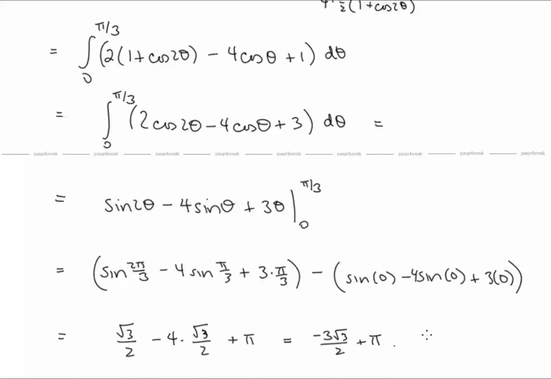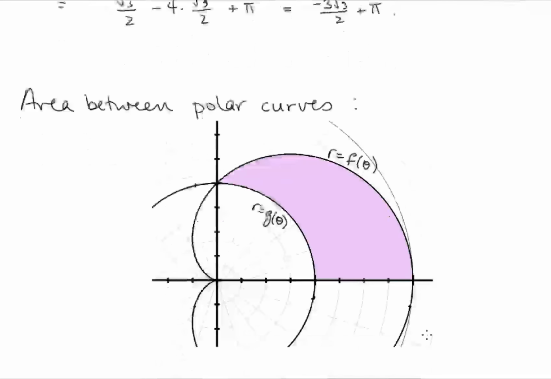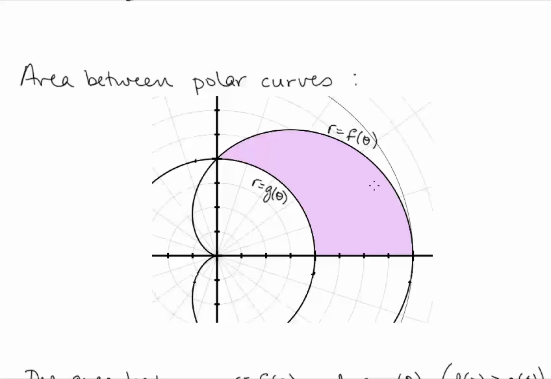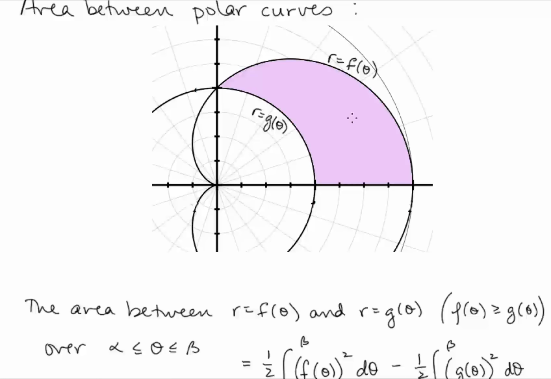Now let's take a look at finding the area between polar curves. So if, for example, we have r equals f of theta, that's greater than or equal to r equals g of theta, we could talk about finding the area between these curves. And when I talk about f of theta being greater than g of theta, I'm talking about it having larger r values, which means it goes further away from the origin over this interval. So how can we find this area?